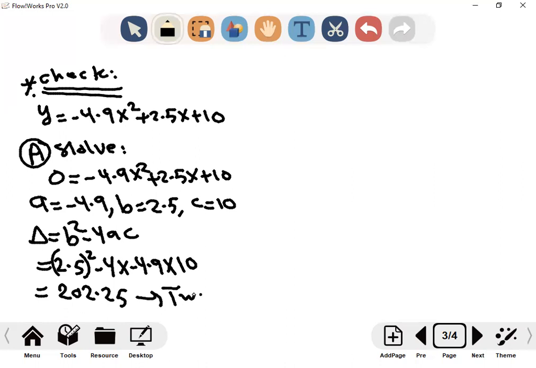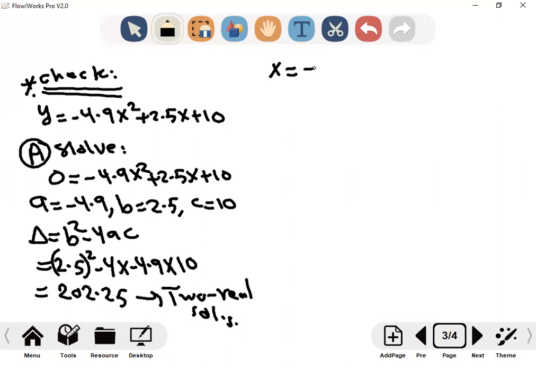Two real solutions. For whom? For the equation. Okay? Two real solutions. Let's find them. Let's find the two real solutions by using the formula.